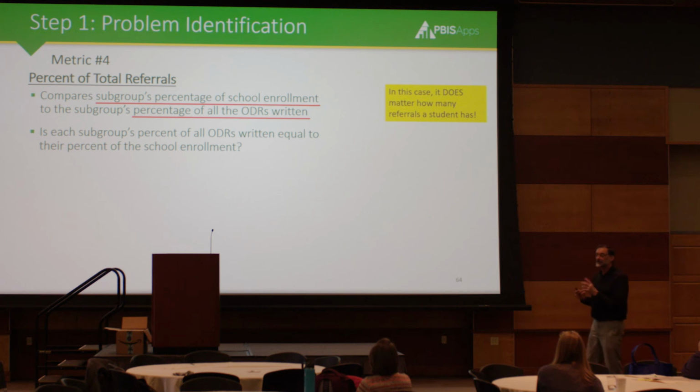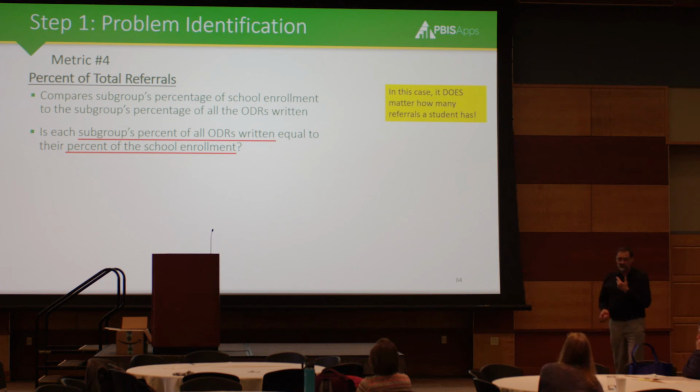So it's important. This is why it's important to measure and look at several different metrics so that we make sure that we're looking at things we already know are valid and reliable, and they're going to tell us the story about what's going on in the school. So we're looking to see is the subgroup's percent of the student enrollment equal to their percent of all the referrals that have been written.